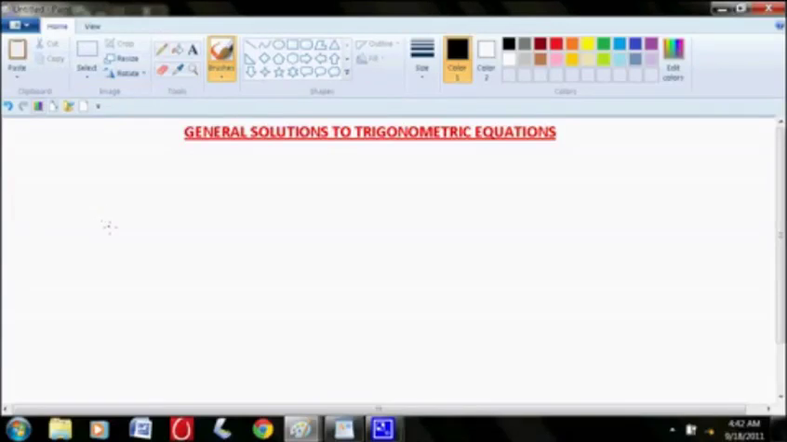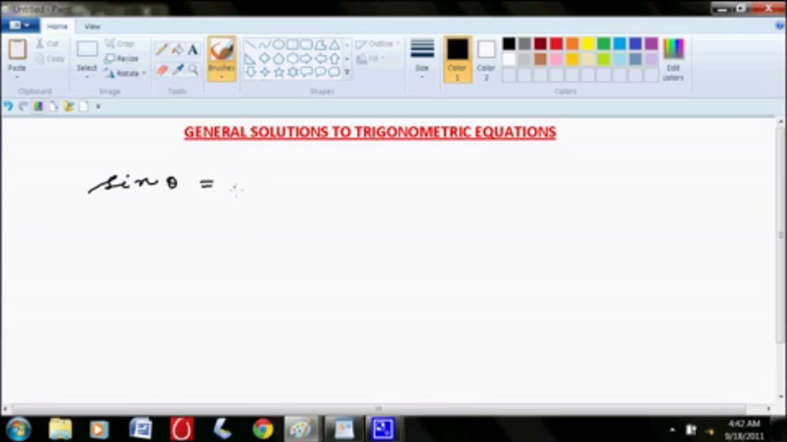I'm going with general solutions to trigonometric equations. This is seemingly an easy section, whereas if somebody is not aware of proper fundamentals, then this section becomes confusing. Broadly, we have 3 to 4 formulae involved.